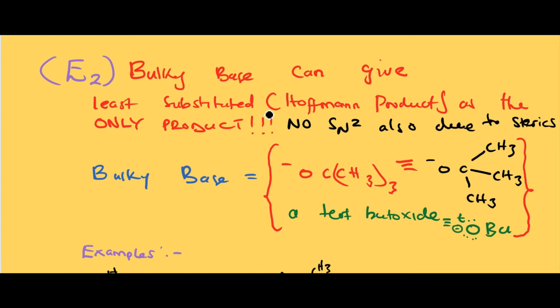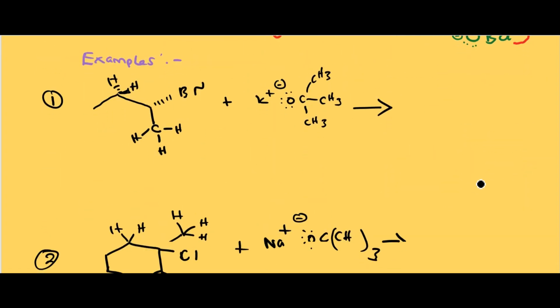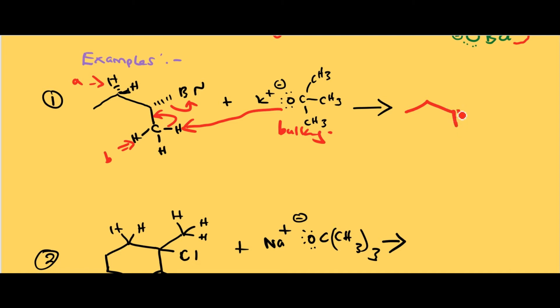Okay, so in this part, I'm going to describe why least substituted alkenes become the major or only products whenever using bulky bases like tert-butoxide. So let's push arrows. Again, this is bulky. You have two choices of beta hydrogen. So you're either going to remove this hydrogen or one of these hydrogens. Now, because this guy is bulky, it should go for the one that's more accessible, which is this. And that leaves your product, which will definitely look like this.